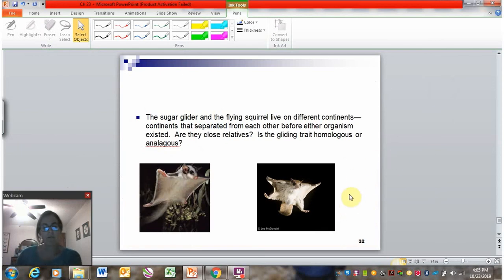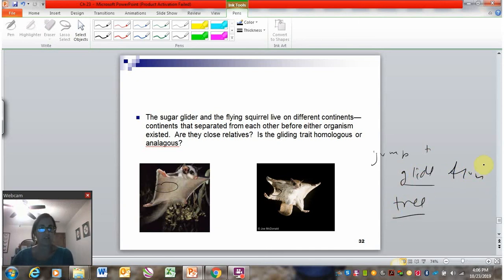So to wrap up this concept of homology, let's look at an example. What I have pictured here is the sugar glider and the flying squirrel. And this is where the name sugar glider, or flying squirrel, comes from: they have this tissue here that lets them glide between trees. So they have limbs for regular movement. They don't fly, so they don't flap that, but they can jump and glide from tree to tree. So it helps them jump and travel further than they would be able to if they could just jump.